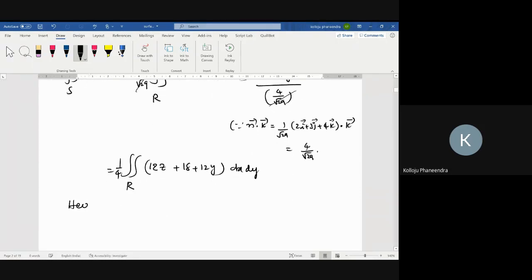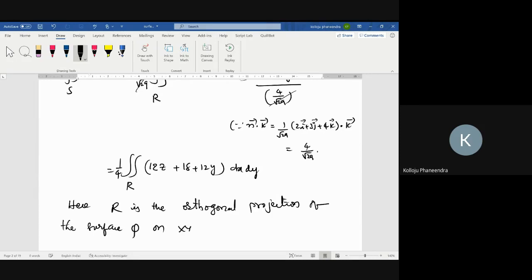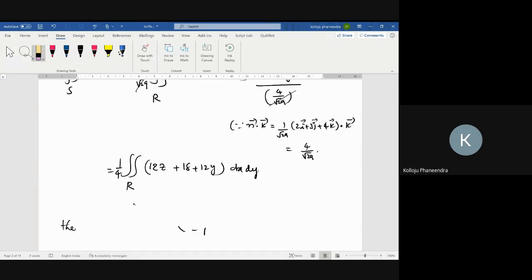Here, what is R? Clearly, you write down here, R is the orthogonal projection of the surface phi on xy plane. What does xy plane mean? z equal to 0. And one more important point, all of you, before writing this, let me clarify this.